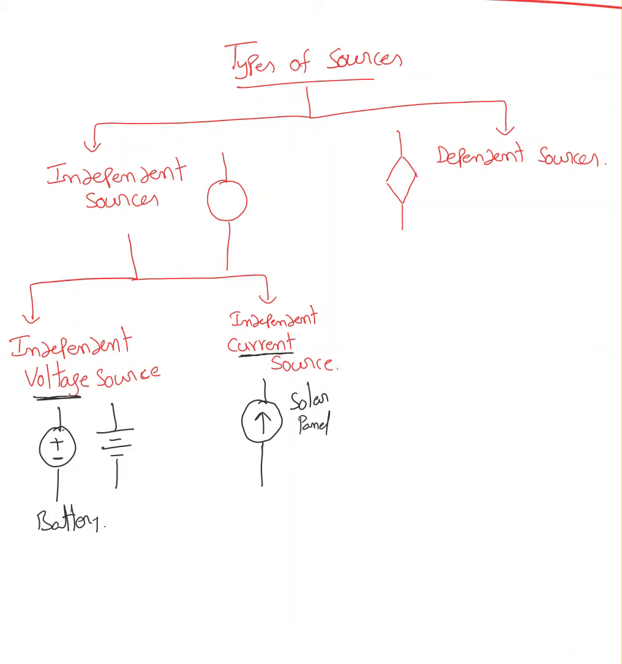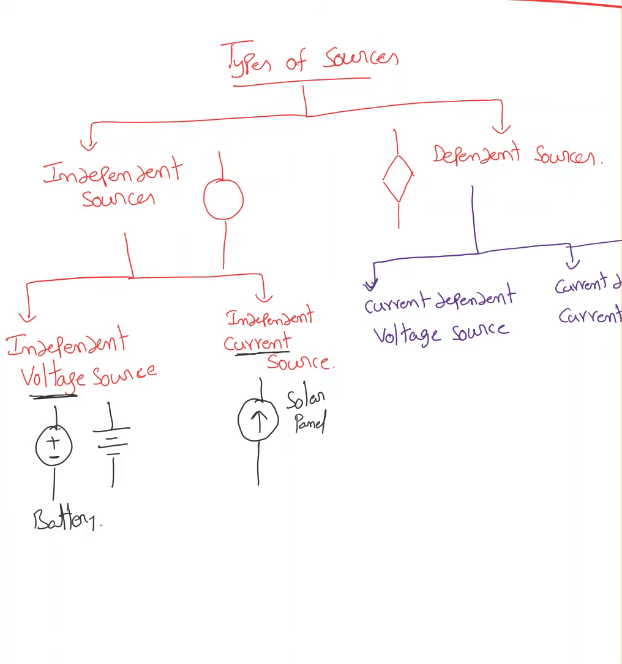Now, dependent sources are further divided into four categories. The first one is the current dependent voltage source. It's a dependent source, so we indicate it with a rhombus. It is a voltage source, so we indicate it with plus and minus inside the rhombus.